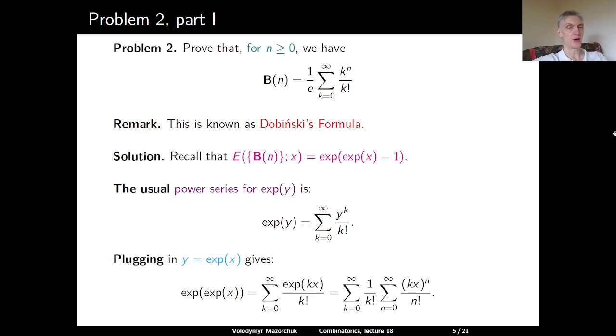If we plug in y equal to the exponent of x, we will get that the exponent of the exponent of x equals the sum over all k of exponent of kx divided by k factorial. So exponent of x to the power k is the same as the exponent of kx. And now we apply the same formula again to exponent of kx and get a double sum: the sum over all k of 1 divided by k factorial, times the sum over all n of kx to the power n divided by n factorial.